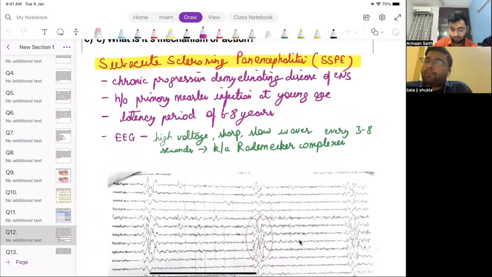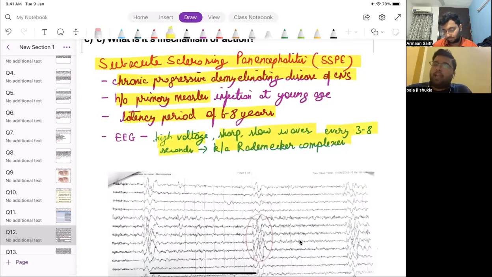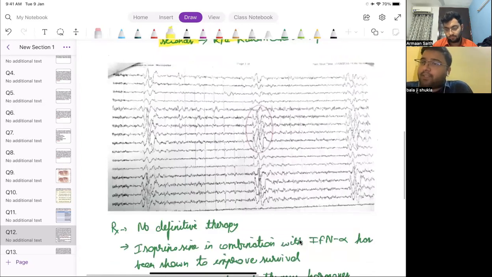This is a chronic progressive demyelinating disease of the central nervous system. There is generally a history of primary measles infection at a young age and a latency period of 6 to 8 years after which SSPE occurs. The EEG consists of high voltage sharp slow waves every 3 to 8 seconds, known as the Radermecker complexes. As you can see in this EEG picture encircled, there are the classical Radermecker complexes.